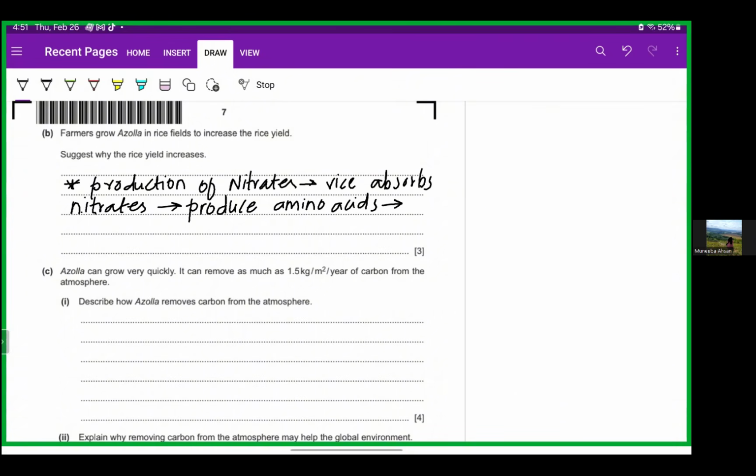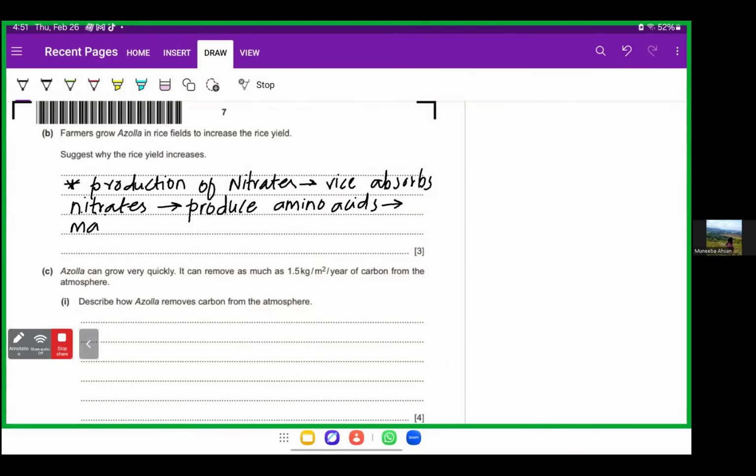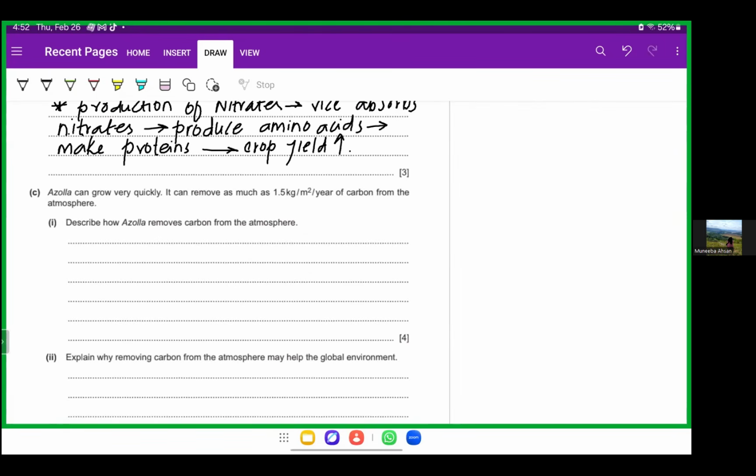And then those amino acids will be used to make proteins. And when the proteins are made, the crop yield would increase. Okay, next part. The Azolla can grow very quickly. It can remove as much as 1.5 kg per meter square per year of carbon from the atmosphere.